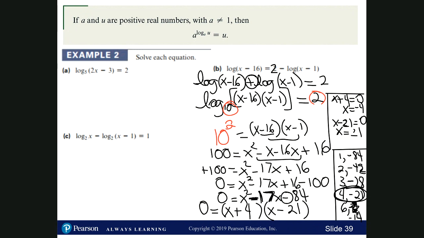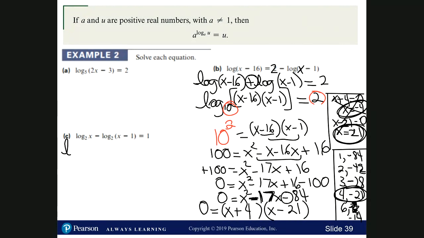This problem is similar to the other because this negative solution is not going to work for us. If you were to substitute it here in place of the x, you will be finding the log of a negative 5, which is not within our domain. And so we discard the solution. We don't use it. You don't even enter it on MyMathLab. The only one you need is x equals 21. And that's it.